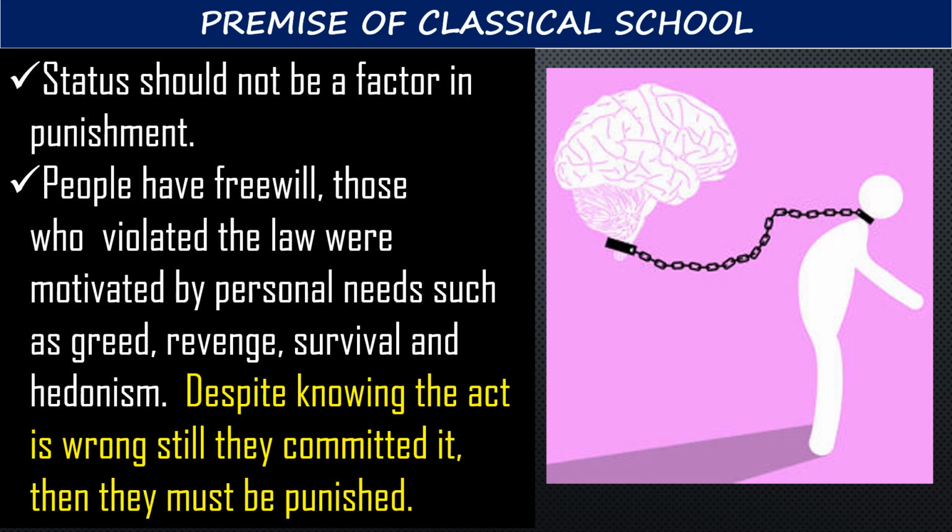So we are governed by our mind. We do not do things beyond our thinking. So we know what are the consequences. So it is but right that we will be punished if we are to commit a crime. That's the idea of the classical school of crime causation.